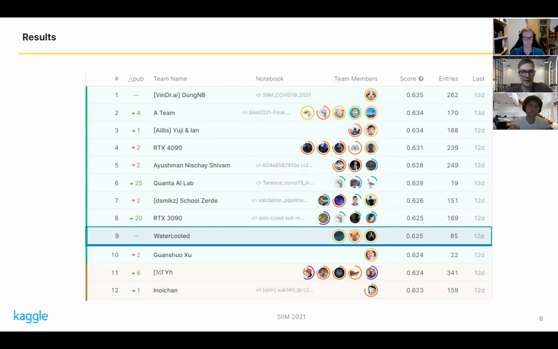In the end, as already hinted towards in the beginning, we ended 9th, actually both in the public leaderboard and in the private leaderboard, meaning we had a really stable solution with no big surprises.